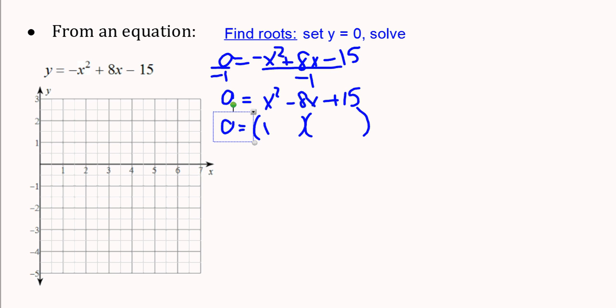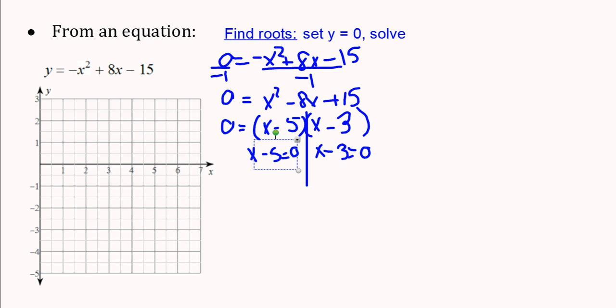Okay. I've got x squared in the first term, so these are both going to be x's, and I'm looking for two numbers that multiply to positive 15 and add to negative 8. So that's going to be negative 5 and negative 3. Now that we've got it factored, I can set each factor equal to 0, and then solve these little mini equations. So here x is equal to 5, and on the right x is equal to 3.